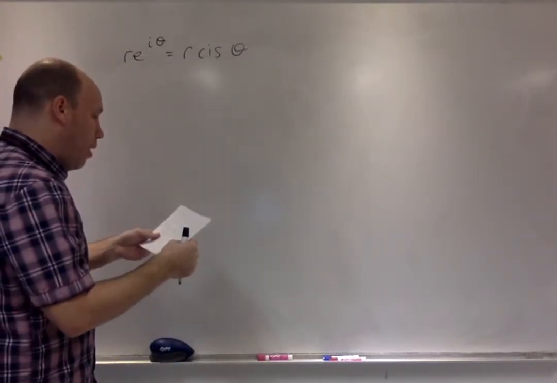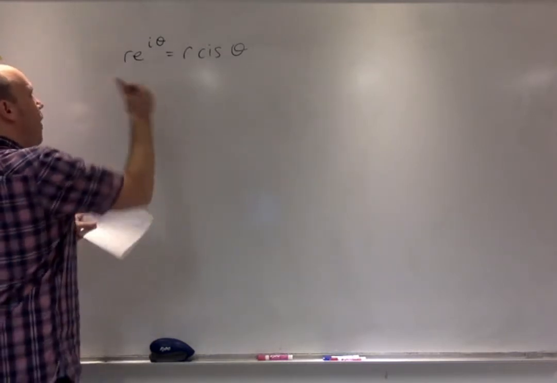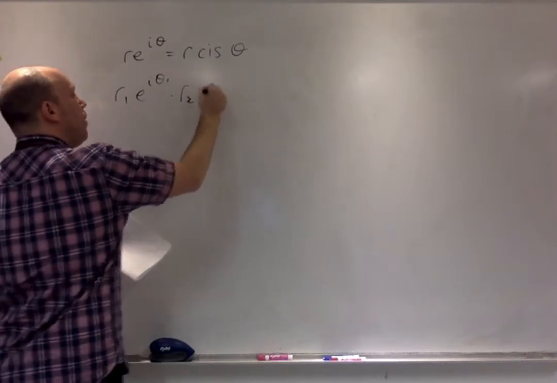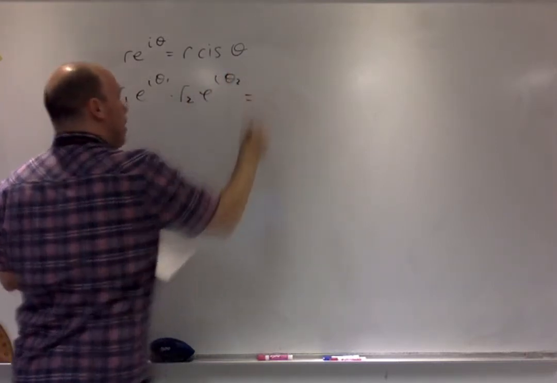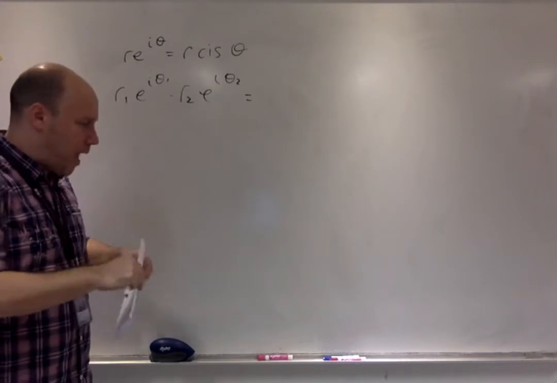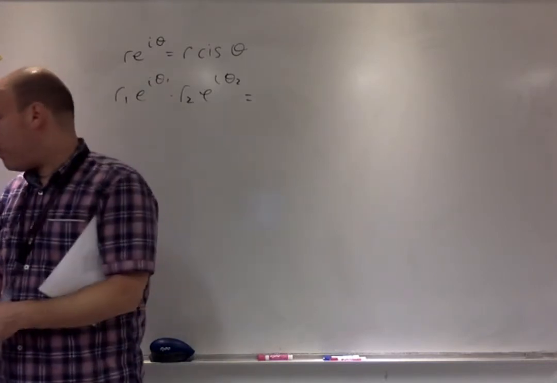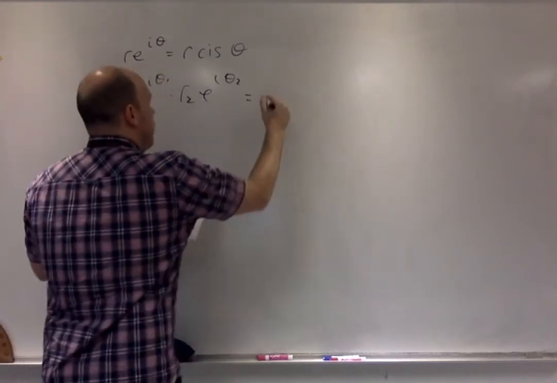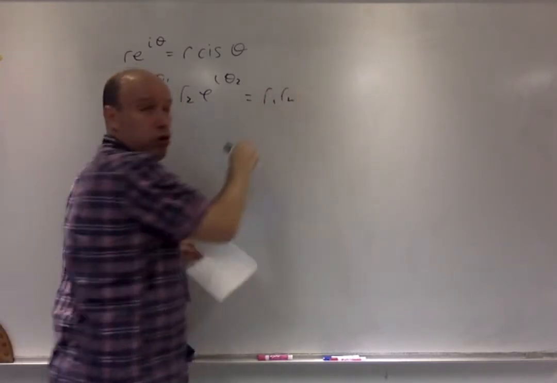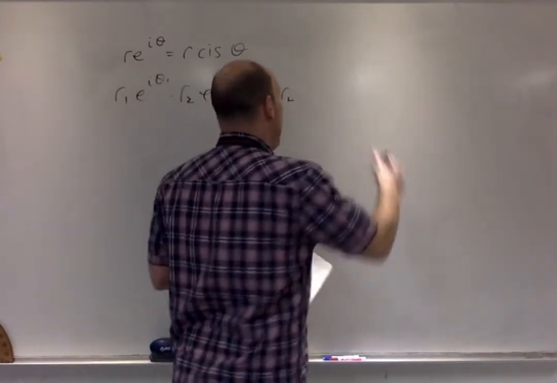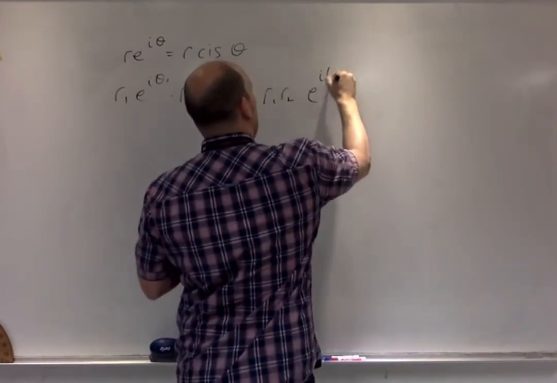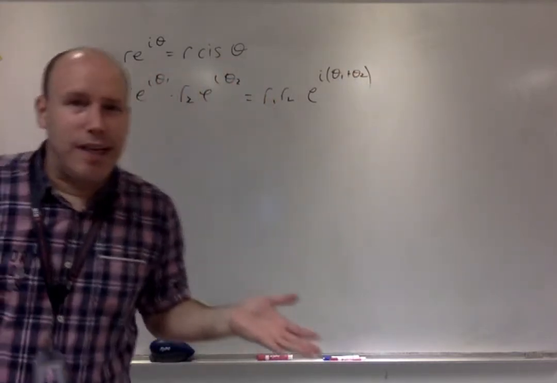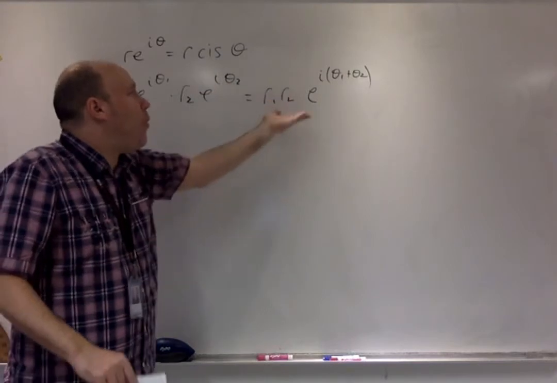So for example, if I multiply r1 e to the i theta 1 times r2 e to the i theta 2, just knowing our rules of exponents, you can just see this is equal to multiplying the moduli, and then you're just adding the arguments, and that's all we did with complex numbers.